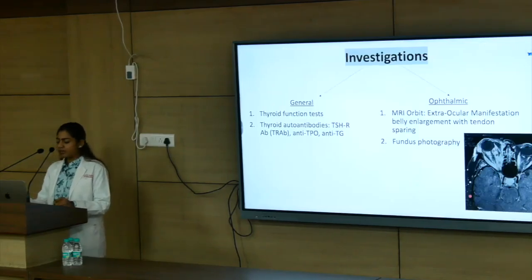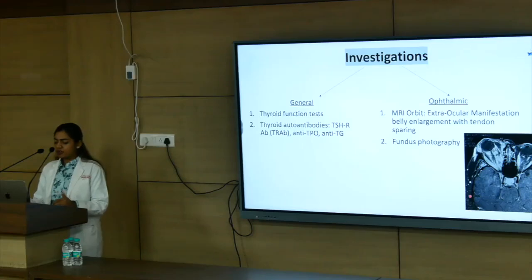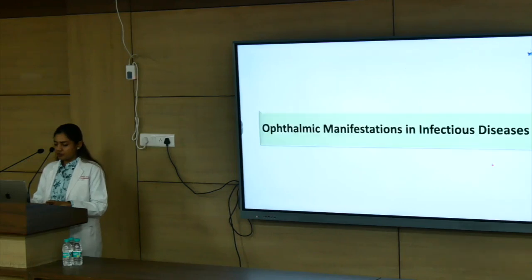Investigations we carry out are thyroid function test and autoantibody test. Ophthalmic investigations include MRI orbit. This shows a characteristic fusiform belly enlargement with tendon sparing of the extraocular muscles, as shown in the image here. We also take fundus photography for optic nerve involvement.